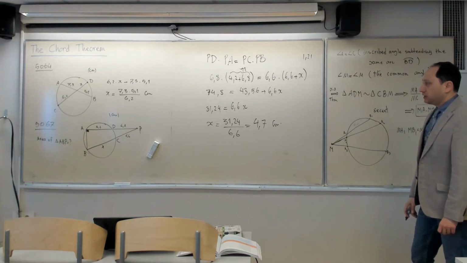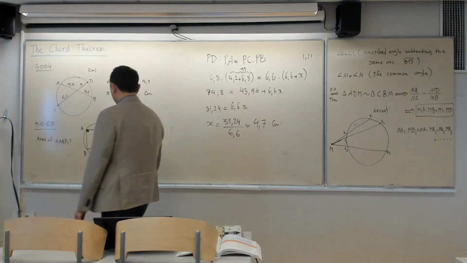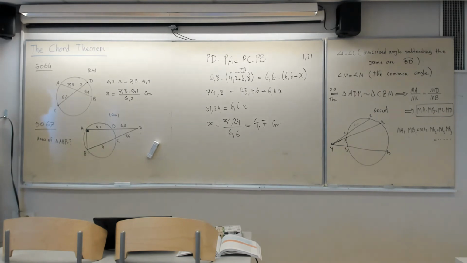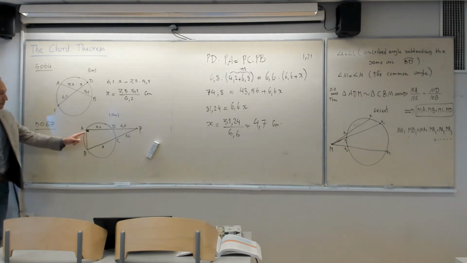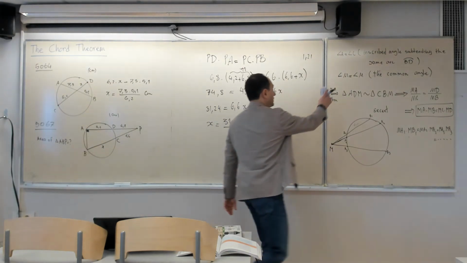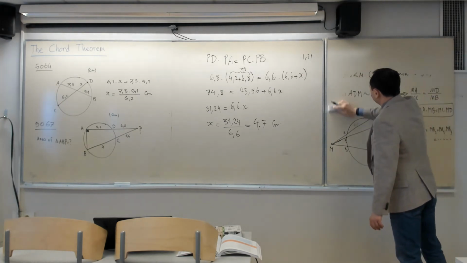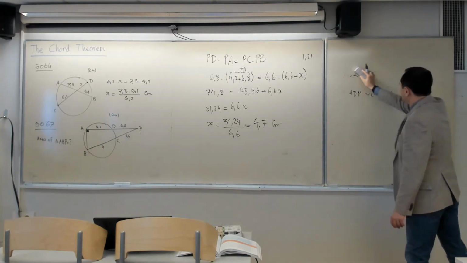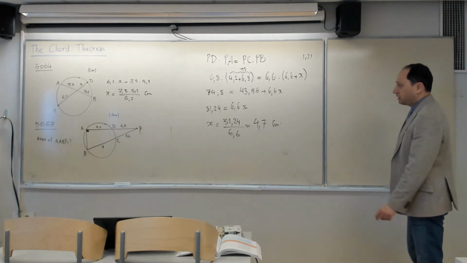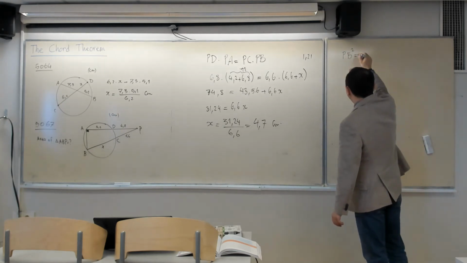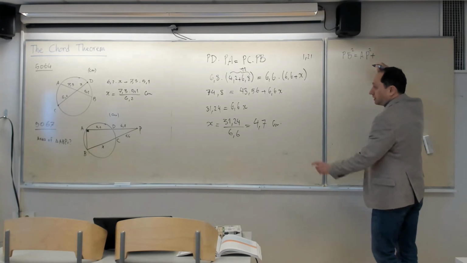Okay, but now I want to find the area. For finding the area, I need this side and that side. But this side, I have to use Pythagoras Theorem to find. So I will use the Pythagoras Theorem. So I would say that PB squared is equal to AP squared plus AB squared.